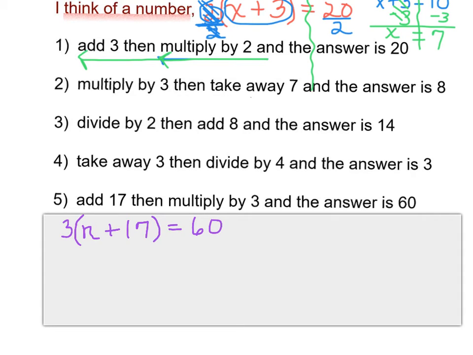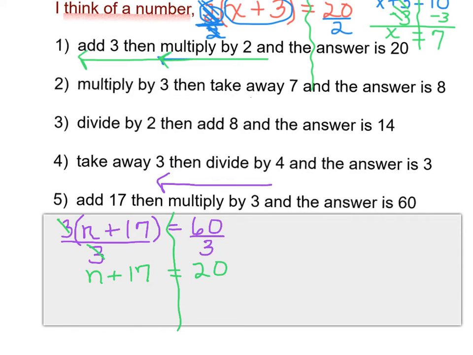Okay, so let's undo these steps in reverse order. The last thing that happened here was I multiplied by 3, and the inverse of multiply by 3 would be divide by 3. So I'm going to draw a fraction bar, divide by 3 on that side, divide by 3 on this side. And again, I can draw that little river down here. n plus 17, if I multiply it by 3 and then divide it by 3, that becomes 1. And what I'm left with here is n plus 17 equals, and 60 divided by 3 is 20.